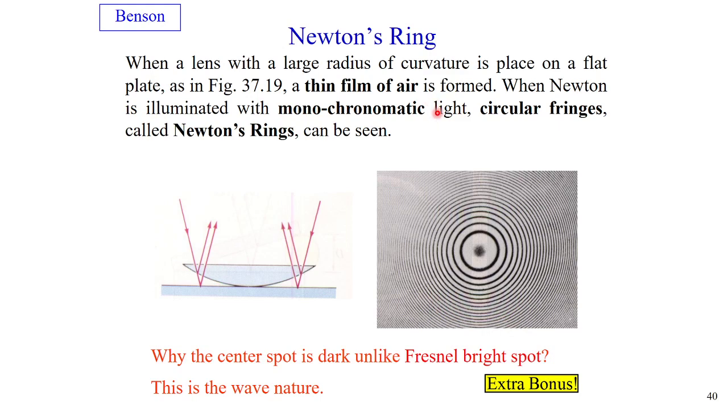So it's illuminated with monochromatic light, single frequency. And you will see that in the middle is not a bright spot. On the other hand, it is a dark spot. It's dark, unlike the Fresnel bright spot. So it's a completely different story.